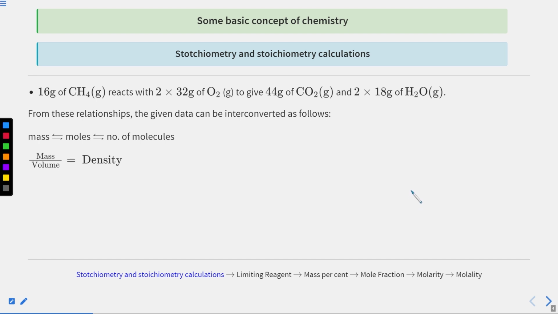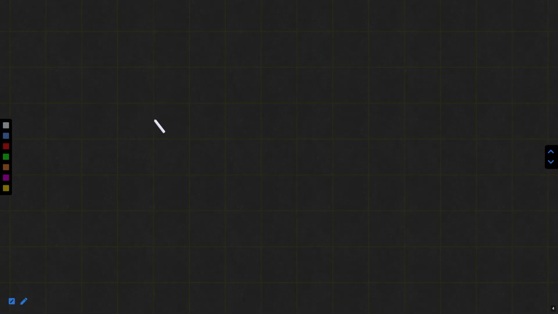Now we can represent this same thing in terms of mass. How? For that you must know the molar mass. So CH4, O2, CO2, H2O.